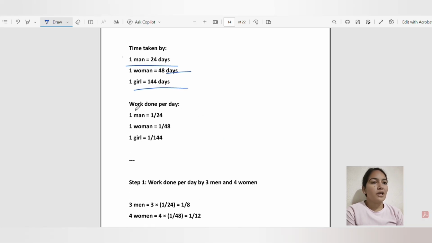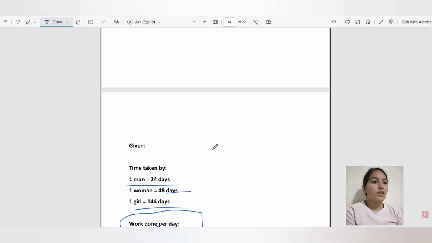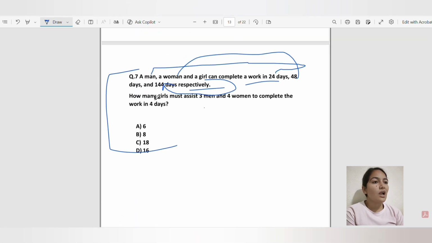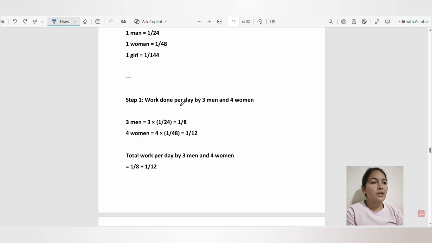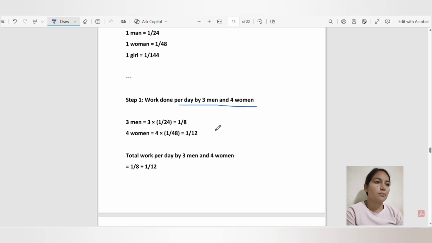Now one day's work done, means each day how much work they complete. So one man can complete 1/24, one woman can complete 1/48, and one girl can complete 1/144. Now we have to find how many girls must assist 3 men and 4 women. So first we have to calculate how much work 3 men and 4 women complete in 4 days. Then we will find how many girls are needed to assist them.